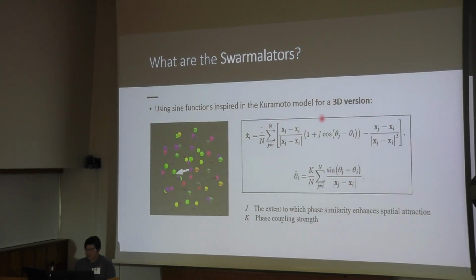An instance of this generic model is this other model that is inspired by the Kuramoto model for coupled oscillators. Basically, we reduce this to just tweaking these two parameters, J and K. J is the extent to which the phase similarity enhances spatial attraction. So this parameter J allows us to model how the set of agents can be closer or farther from each other. And K is the phase coupling strength, so how fast we can reach some kind of phase state like synchronization or any other kind of behavior.